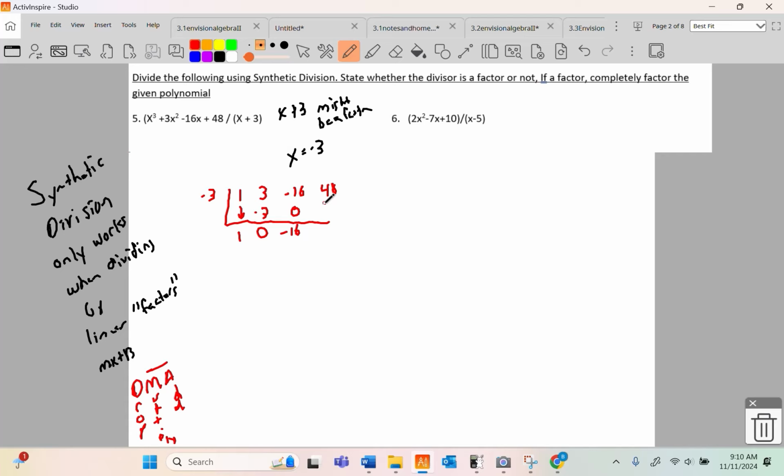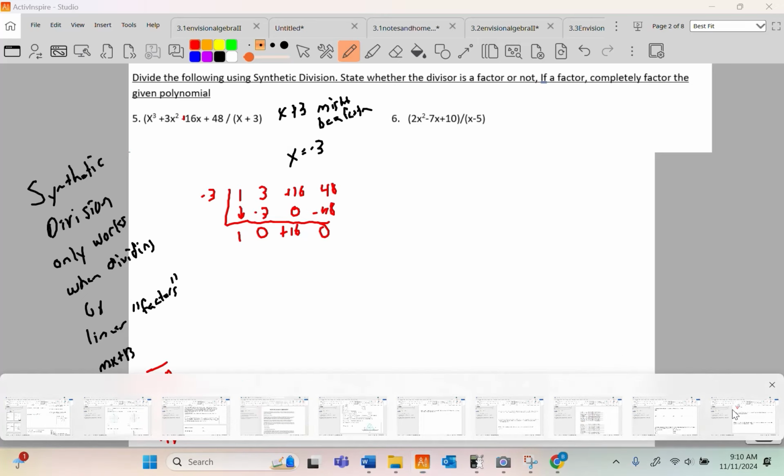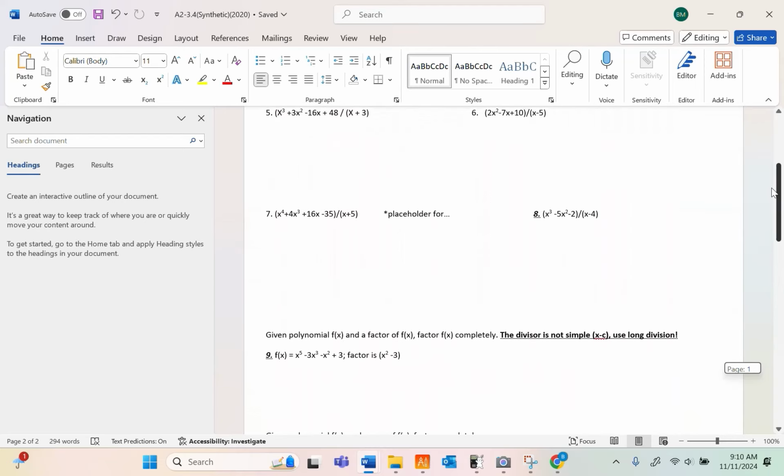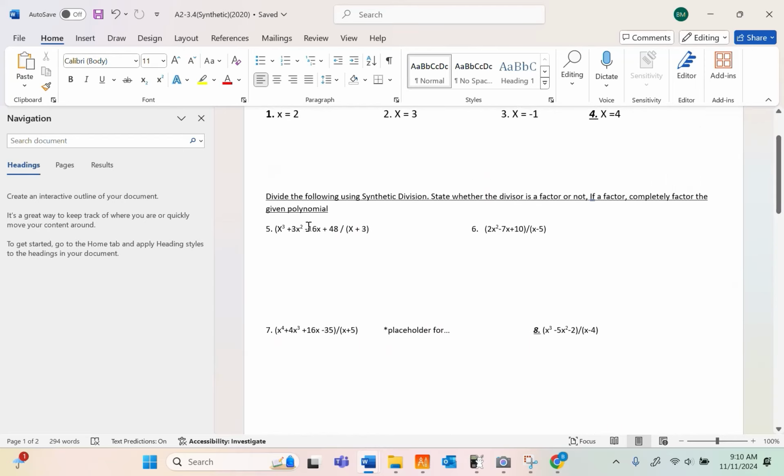Something's wrong with this problem. I'm not supposed to be getting 48. I think that's supposed to be a plus 16. I'll fix that on your piece of paper. There's my 0. Anyways, let me go back and fix that before I forget. Sorry about the time I'm wasting here.